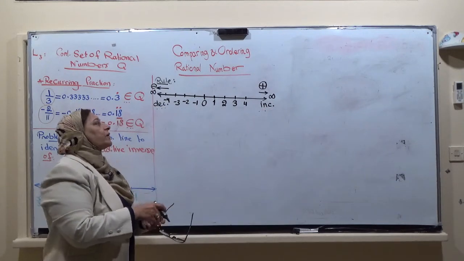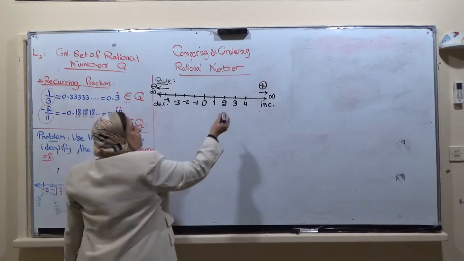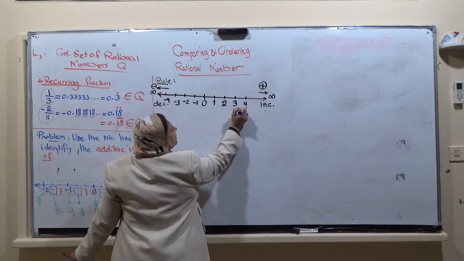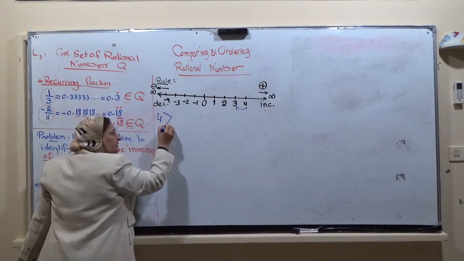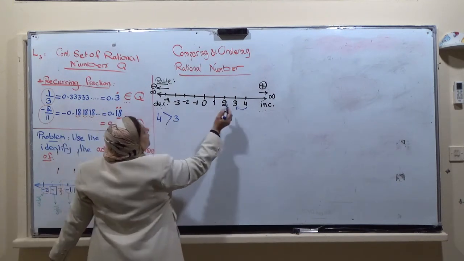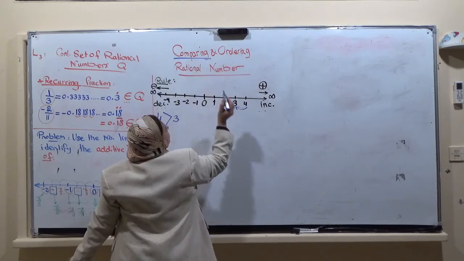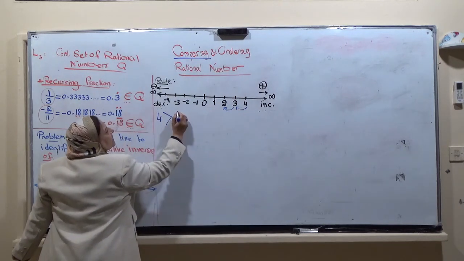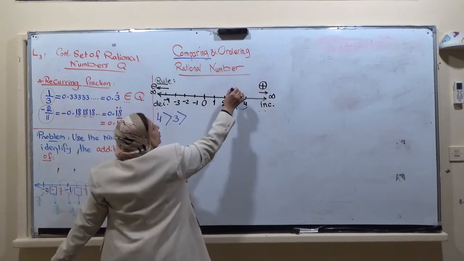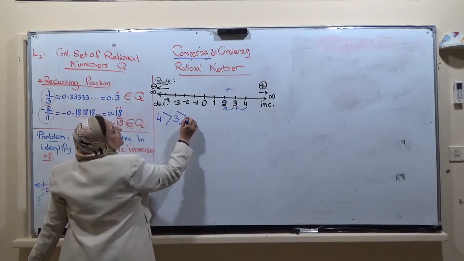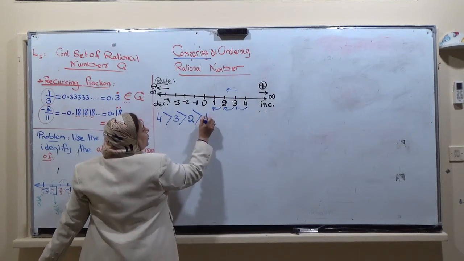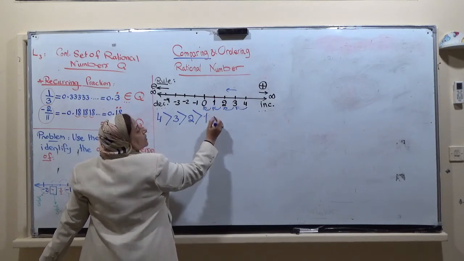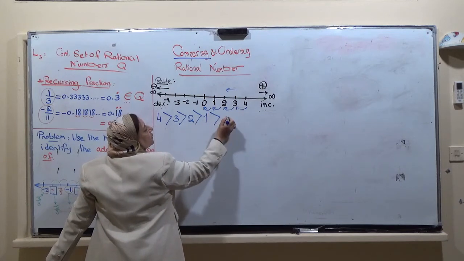What's the relation between those? If you compare 4 with 3, you write: 4 is greater than 3. If you compare 3 with 2, 3 is greater because you go back like this. 3 is greater than 2. By the same way, 2 is greater than 1. By the same way, 1 is greater than 0.